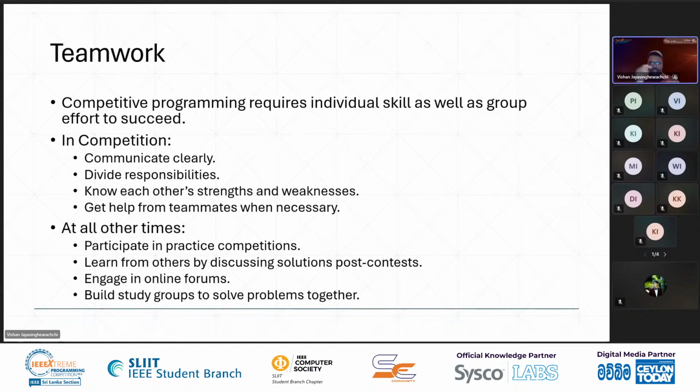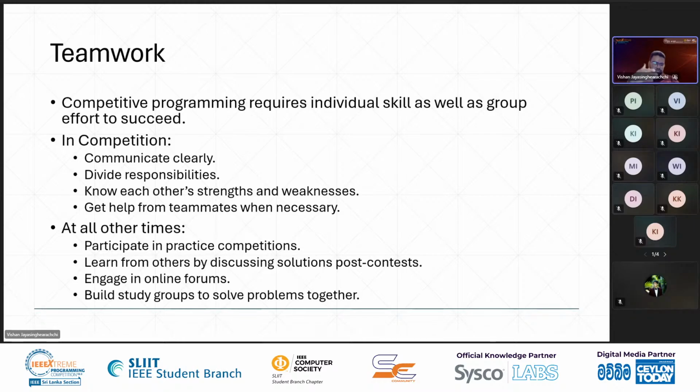So it's a win-win situation. So make sure you do that, right? And engage in online forums, right? There are many online forums. For example, HackerRank again has one, and I think I have listed a list of available resources.